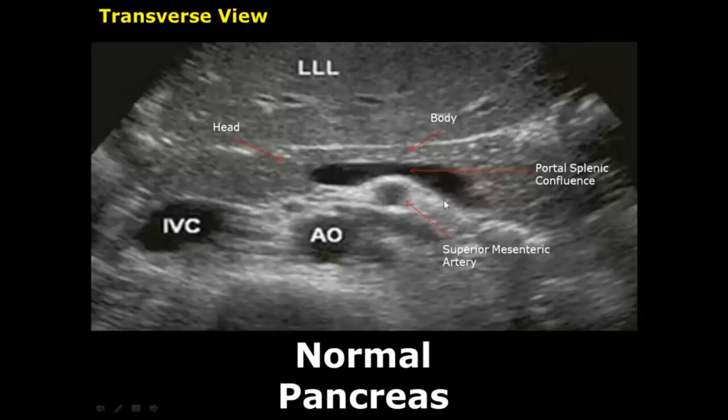And this curvilinear structure is the portal splenic confluence, where the splenic vein joins the portal vein. And here is the superior mesenteric artery, and these are the aorta and the inferior vena cava. And we can notice the head of the pancreas over here, and here is the body of the pancreas.